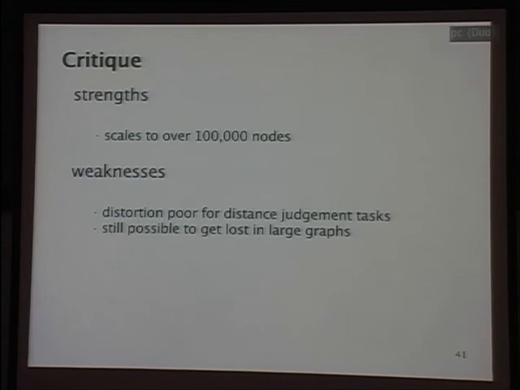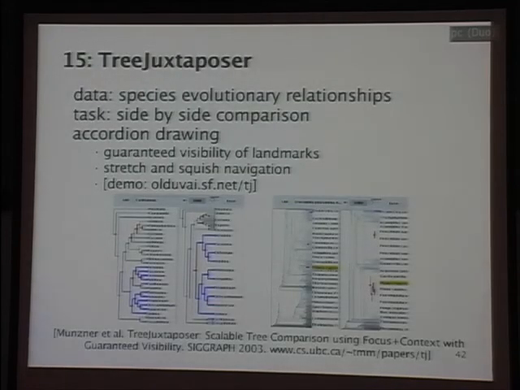So my next system was kind of a direct result of trying to solve the problem of, if the graph gets big enough, you could get lost in these systems. I wanted to build something where you never would get lost. You'd always have a sense of where you were. So my next system, called TreeJuxtaposer, was specifically aimed at biologists who needed to compare trees side by side. And those trees might actually get to be quite large. So I'm going to start out by showing you a demo.